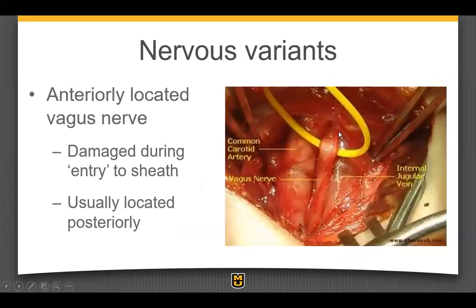In terms of variants, this is often encountered in an anteriorly located vagus nerve, and obviously this can be damaged during entry to the sheath. The recommendation typically is to stay on the common carotid artery on the anterior surface in order to avoid this aberrant anatomy until the position of the vagus nerve is located. You can see here the common carotid artery, anteriorly located vagus nerve, and an internal jugular vein. In these cases, I don't recommend neurolysis or slinging the vagus nerve with a vessel loop. Typically, just avoiding them and knowledge of where this is probably the best practice.